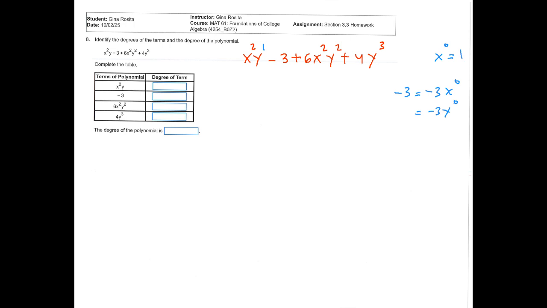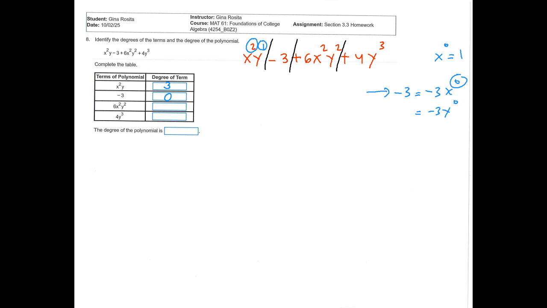So now look again at the exponents, the degree of each term. This term, this term, this term. Okay. Now look at the degree. 2 plus 1. So for x squared y, the degree is 3. Now negative 3, look at this one. The degree is always 0.